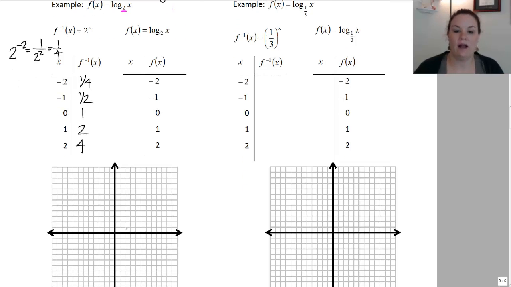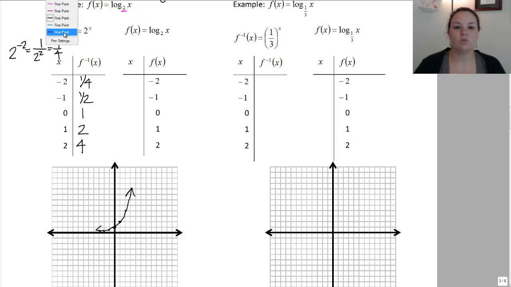So I'm going to go ahead and graph it really quick just so we can see. At negative 2, I'm at 1/4. At negative 1, I'm at 1/2. At 0, I'm at 1. At 1, I'm up at 2. And at 2, I'm up at 4. So this is what my exponential function looks like. We did these last time, so we know what they look like. Okay, there's an asymptote at y equals 0.